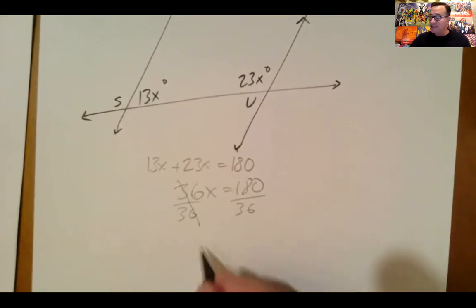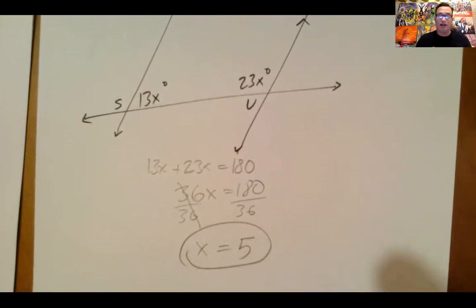180 divided by 36 is that x is equal to 5. And that's what we're looking at here. Now, I could plug that in to show that they add up to 180, but I just asked for x, so I don't need to do that. We should be in relatively good shape, okay? So that's how we do some of the equations that we're looking at.